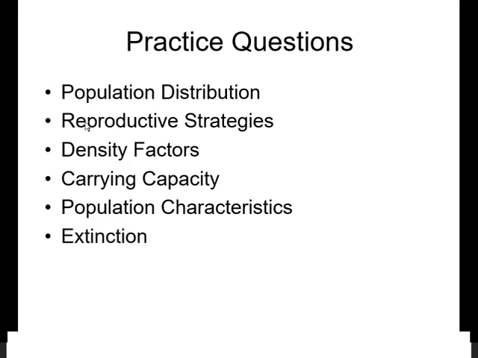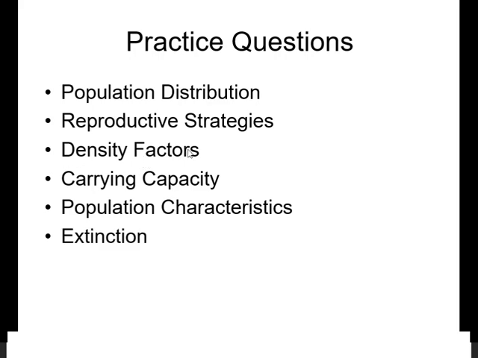So make sure you know some of those reproductive strategies. Most of them are pretty intuitive. If you increase the number of offspring per reproductive cycle, you're going to have an increased population growth rate. So this isn't too difficult of a question.